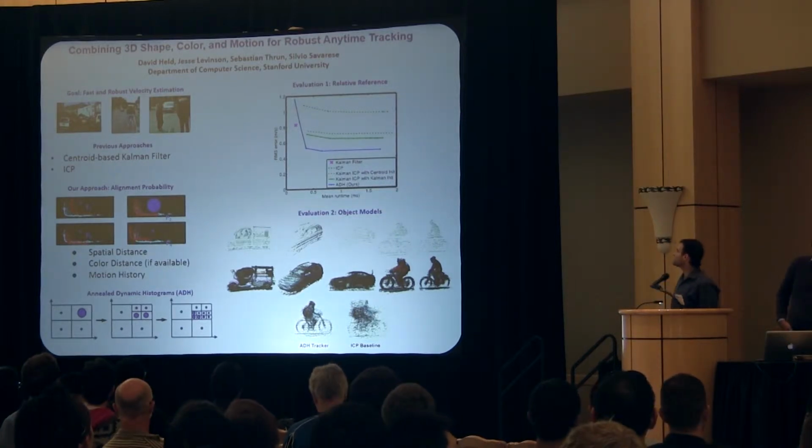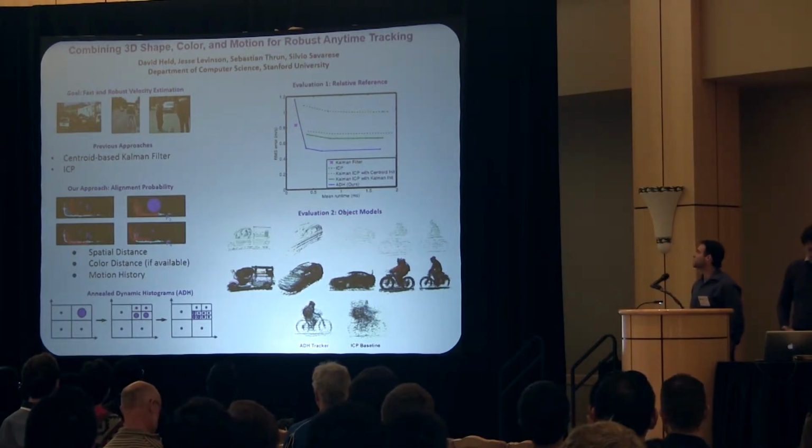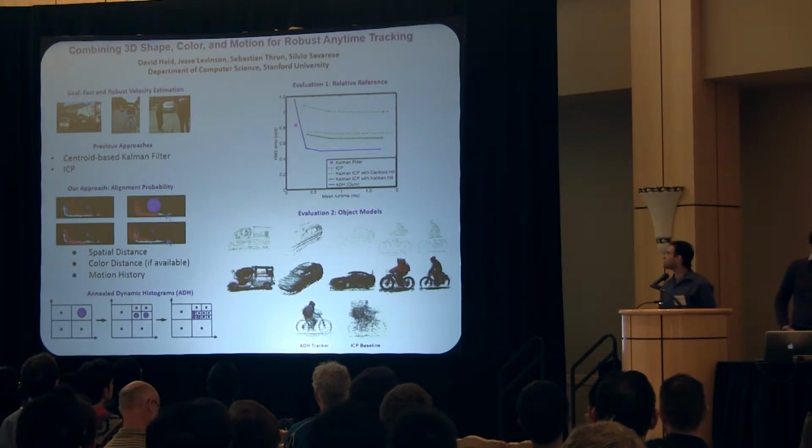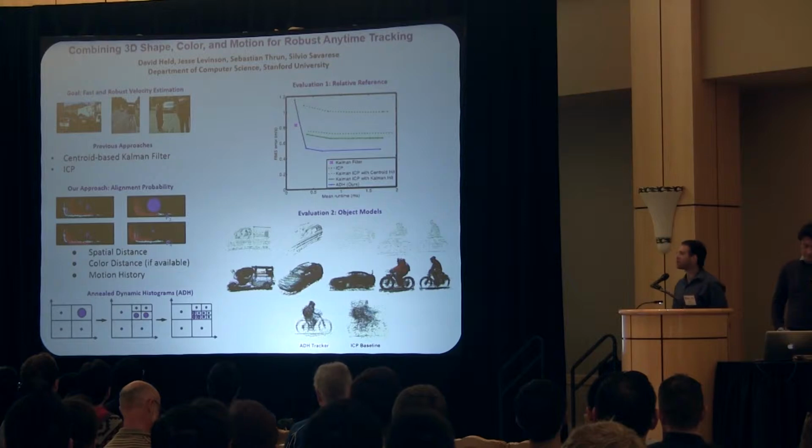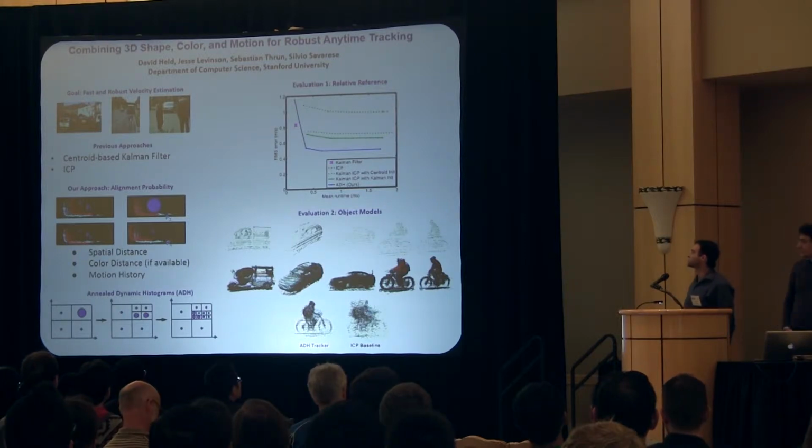Hi, my name is David Held, and the goal of this project is to quickly and robustly estimate the speed of moving objects, including people, bikes, and cars. Previous approaches are not robust to occlusions or viewpoint changes, or they get stuck in local optima.